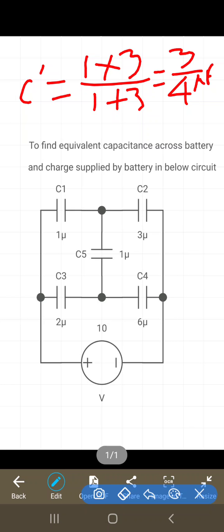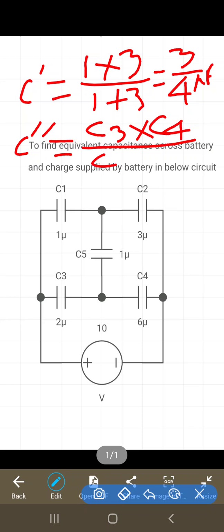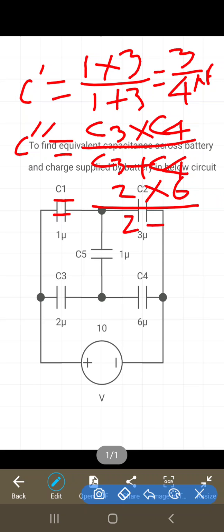Now for the total capacitance of C3 and C4, we put here C double dash. C double dash is equal to, both also are in series, so C3 multiply C4 upon C3 plus C4, and here we are getting 2 multiply 6 upon 2 plus 6, that is 12 upon 8. Simplify it. 12 upon 8 is equal to 3 upon 2 microfarad again.